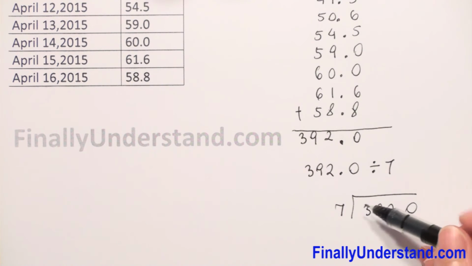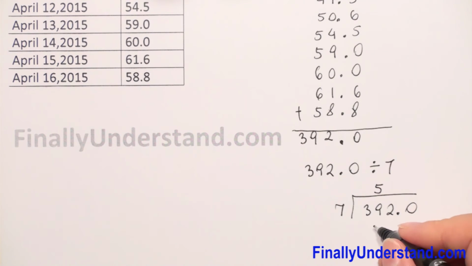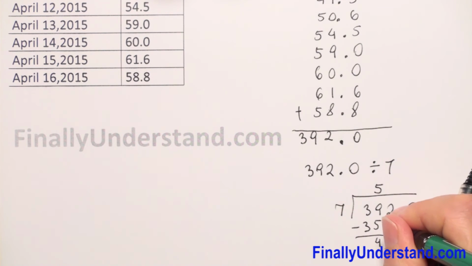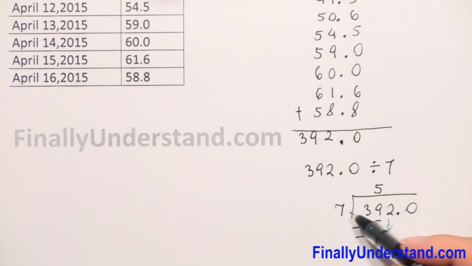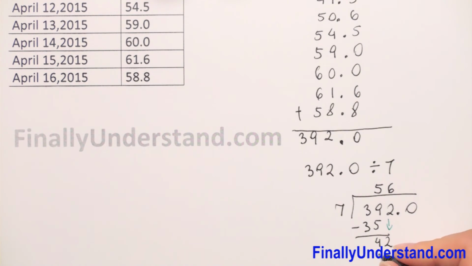How many times does 7 go into 39? 5 times. 5 times 7 is 35. Now we have to do subtraction. 9 minus 5 is 4. 3 minus 3 is 0. We don't have to write that. We have to take down the next digit. So we have 42. Divided by 7 is 6. 6 times 7 is 42. Subtraction will be 0. We don't have to write that.